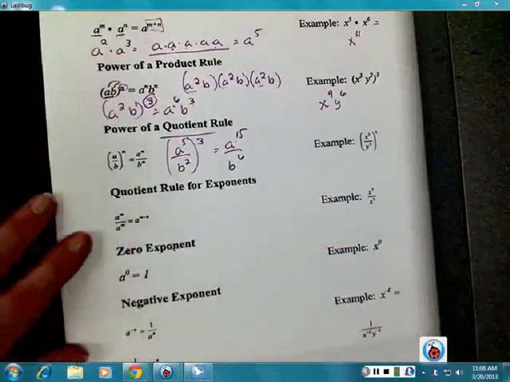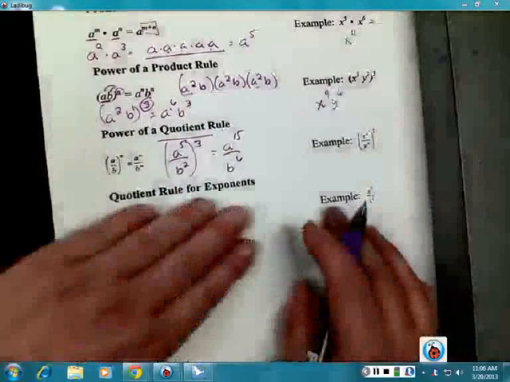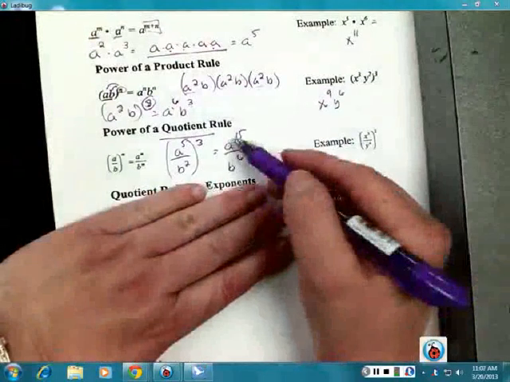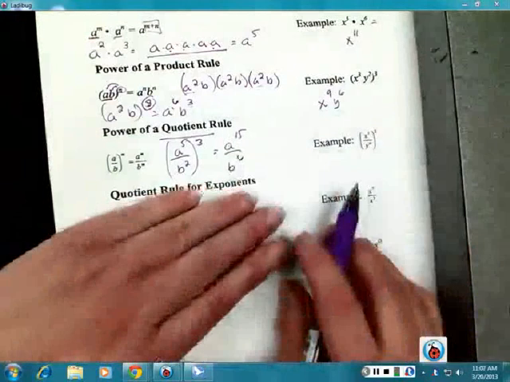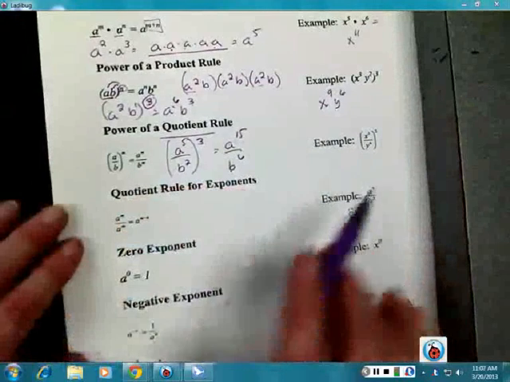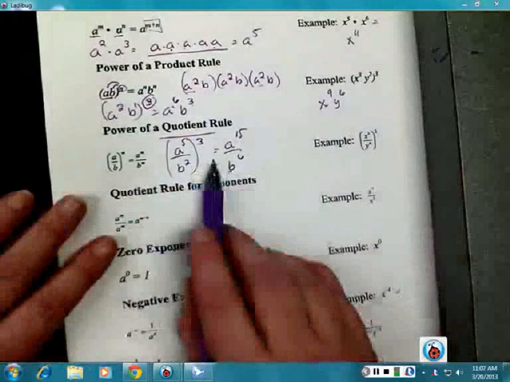No. Not that far yet. We can't. Well, we can't do anything with these because the bases are different. A and B aren't the same. But if they were the same, then we'll do some more with it. The next rule is that one. But right now we can't do anything with that one.